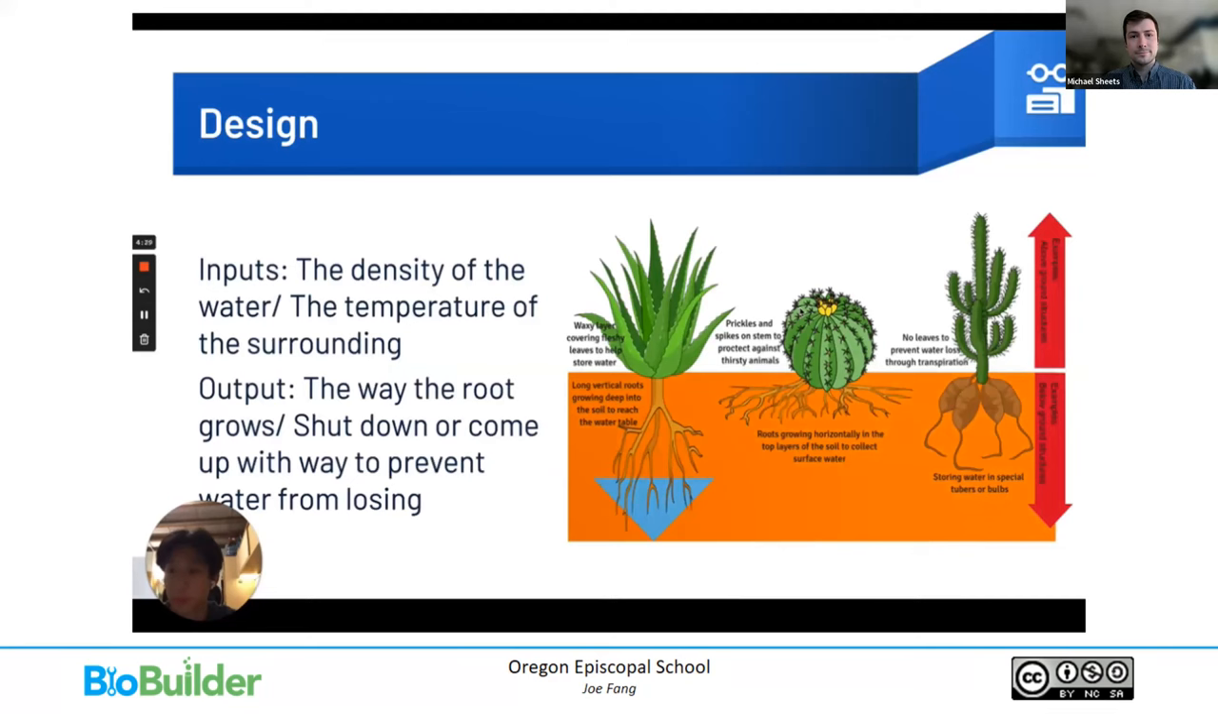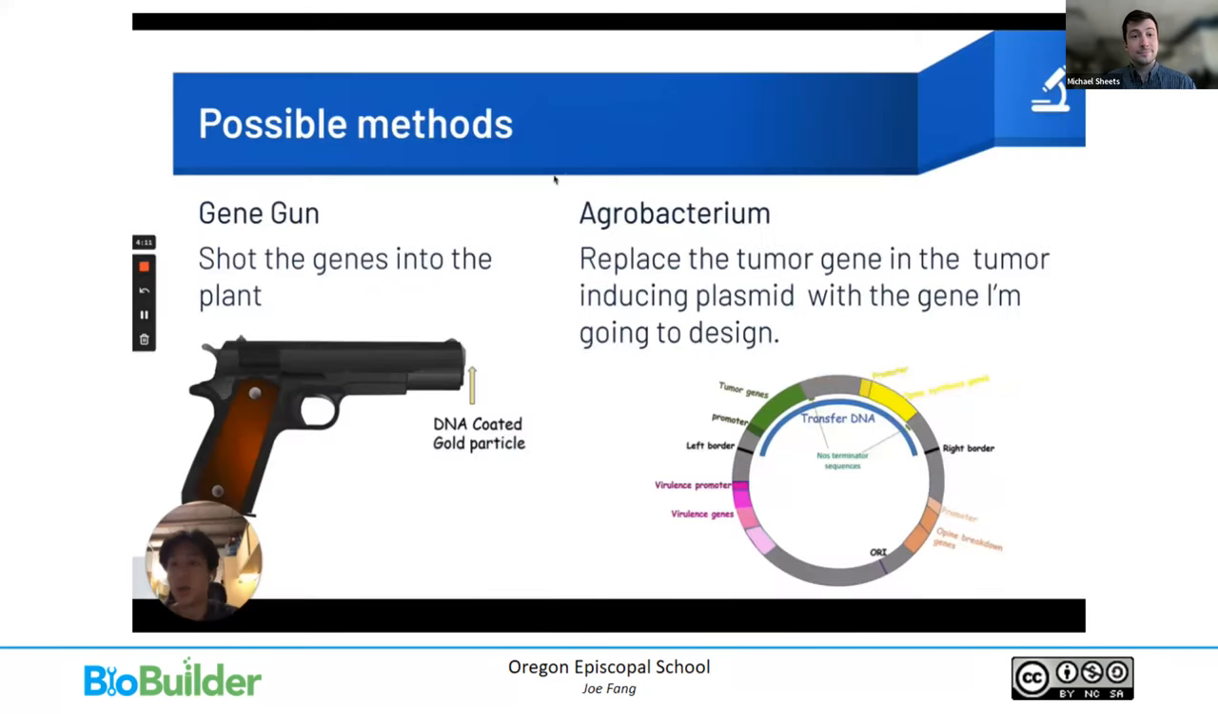really helpful. So the input of my design is the density of the water and the temperature of the surroundings that the cell detects. And the output will be the way that the root grows or the decision of the plant to shut down or come up with a way to prevent water from losing. I came up with two possible methods. The first one is to use a gene gun and shoot genes into the plant.